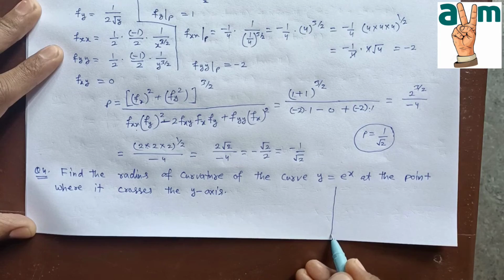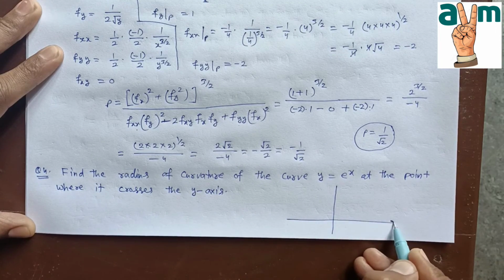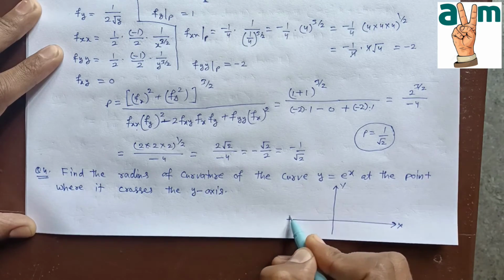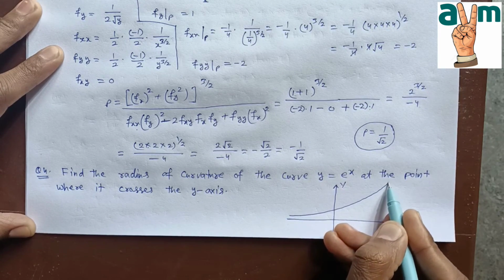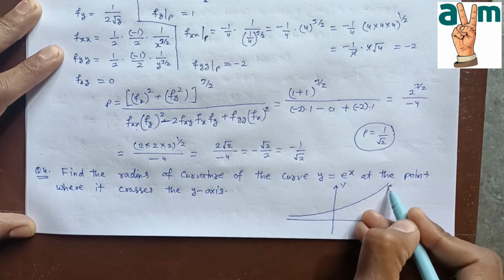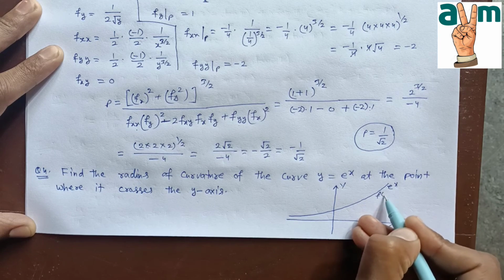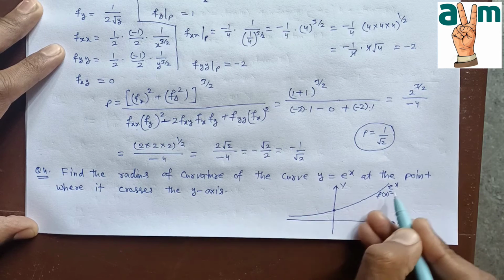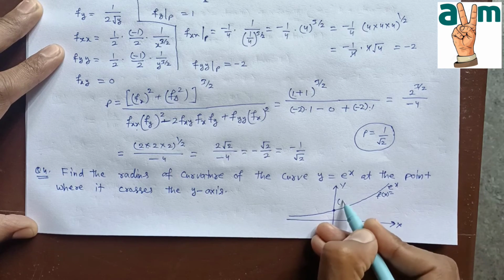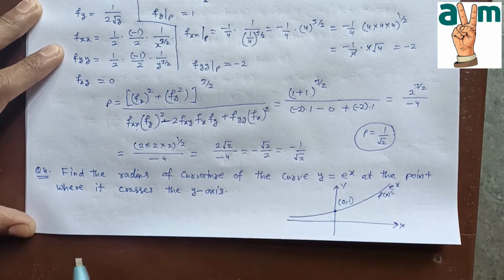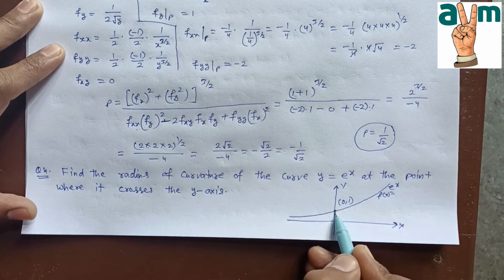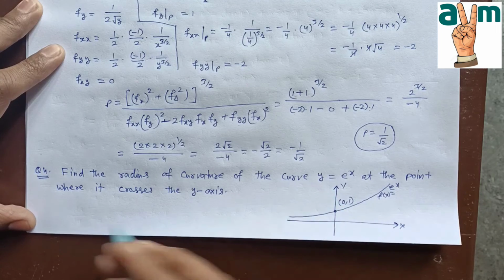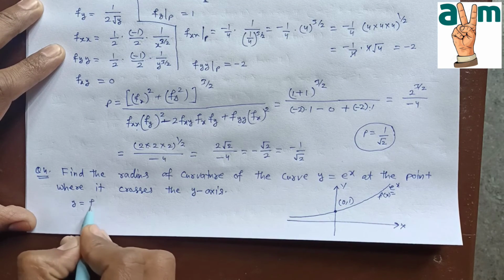So we know the graph of y is equal to e to the power x. This is our x-axis, this is our y-axis. The graph of e to the power x is this. f(x) is equal to e to the power x, and when I put x equal to 0, this point is (0, 1). So we have to find the radius of curvature of this curve at this point, and the function is given in the form y is equal to f(x).